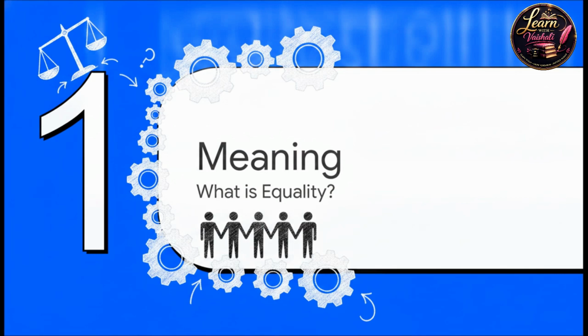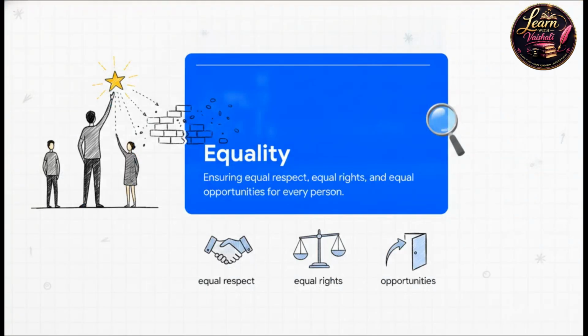Section 1. What is equality? Okay, so as we just established, true equality is absolutely not about forcing identical outcomes for everyone. Actually, scratch that. It's more like guaranteeing that every single person gets equal respect, equal rights, and equal opportunities. You see, it means building an environment where nobody is held back by artificial barriers. Everyone gets that same baseline of human dignity, right? And everyone gets the exact same chance to succeed based purely on their own capabilities.